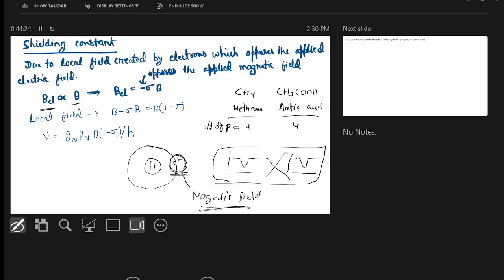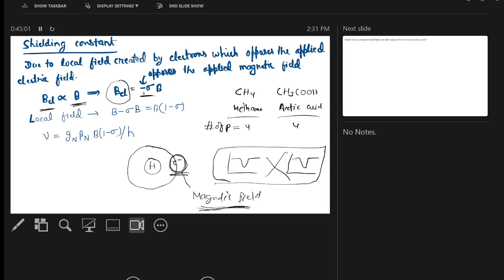is directly proportional to the applied magnetic field. What does it mean? It means the higher the magnetic field created by the electron, the higher the magnetic field you have to apply. Okay. And if you remove this proportionality sign, you will have some constant. This constant is called the shielding constant. And the minus sign indicates this magnetic field generated by the electron opposes the applied magnetic field. Okay.